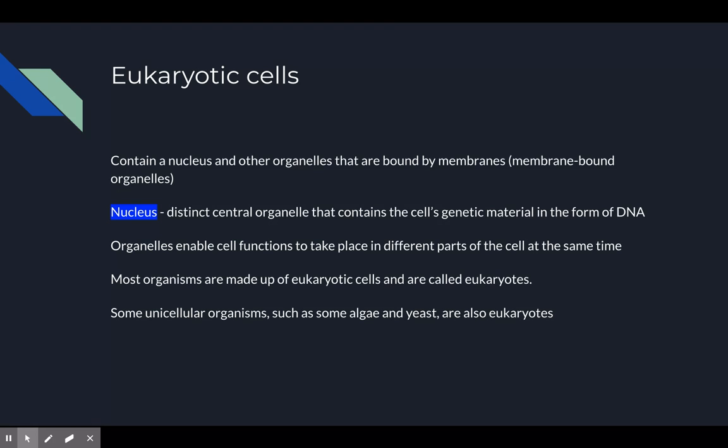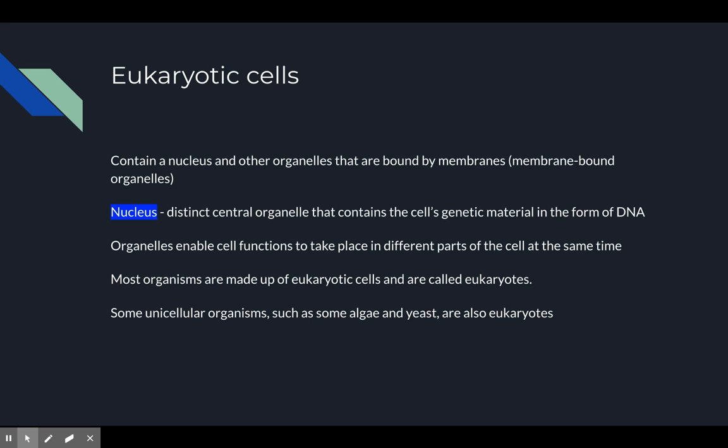So we have eukaryotic cells. Eukaryotic cells contain a nucleus and other organelles that are bound by membranes. You'll hear organelles referred to as membrane-bound organelles a lot. The nucleus is the distinct central organelle that contains the cell's genetic material in the form of DNA. So the nucleus is something that distinguishes a eukaryotic cell from a prokaryotic cell, because a prokaryotic cell does not have one. Only a eukaryotic cell has a nucleus. It's important because it contains the cell's genetic material in the form of DNA.